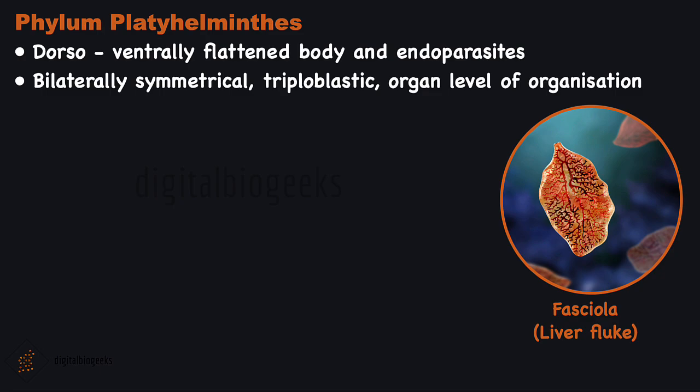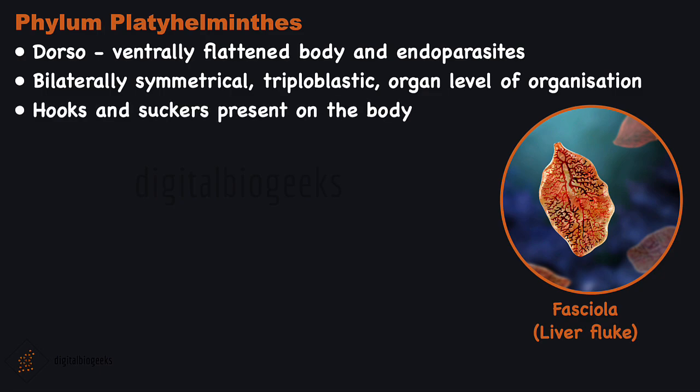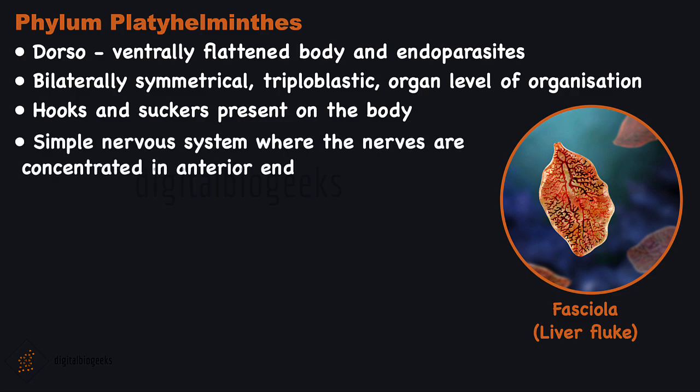They show organ level of organization. They have hooks and suckers in their body. Hooks help to cling to the internal tissues of animals, and with suckers, they can absorb nutrition from the host. Some organisms in Platyhelminthes can absorb the nutrition from the host by their body surface itself. They have a very simple nervous system where the nerves are concentrated in one end, that is the anterior end of the organism. We consider this as a primitive brain.